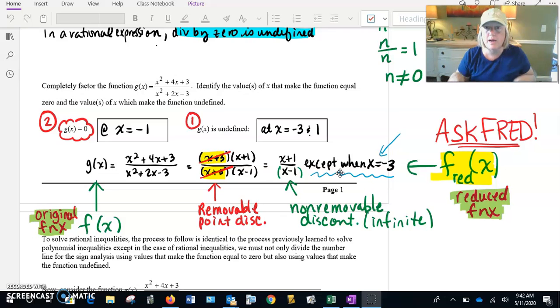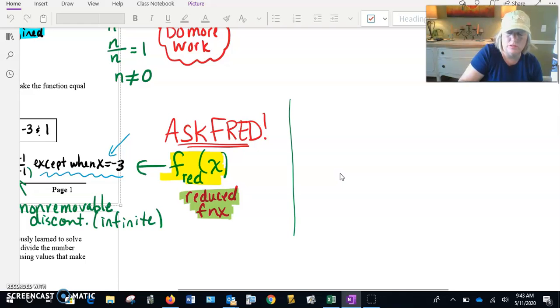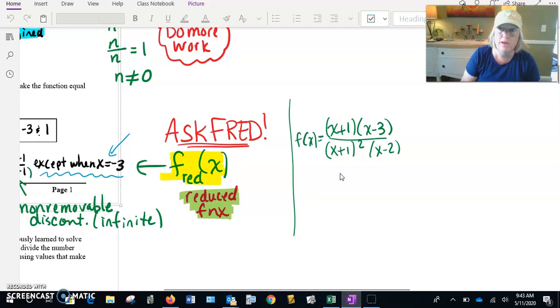So I thought maybe, really quick before we get into the solving, I would slide over and talk about why we say that the discontinuity can be removed versus saying that I just canceled. As a side comment, an alternate example: if I had (x plus 1)(x minus 3) over (x plus 1) squared (x minus 2), suppose that was my function f of x.